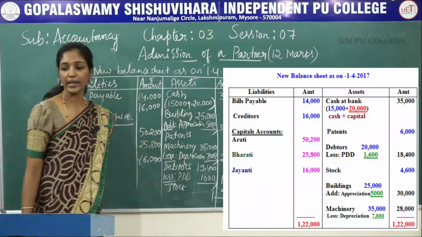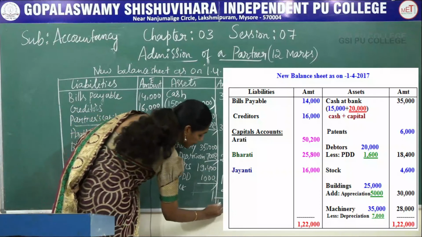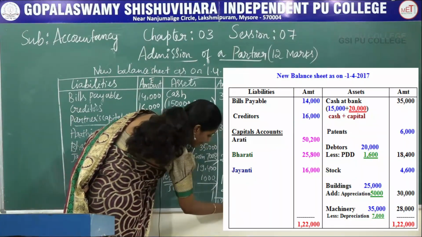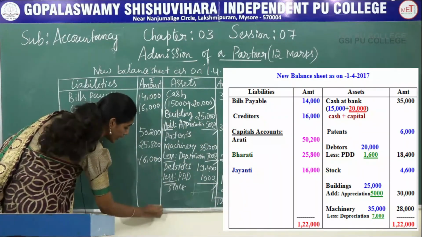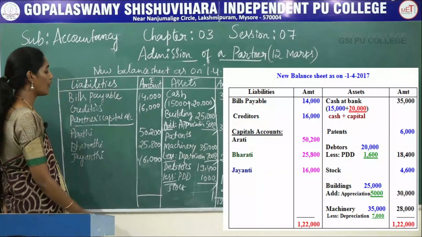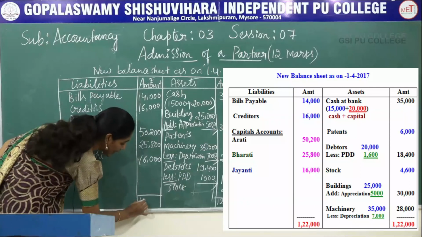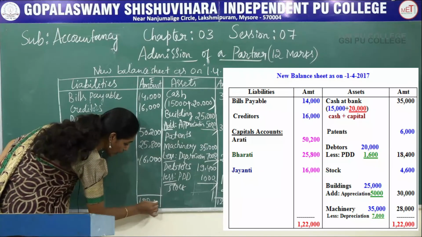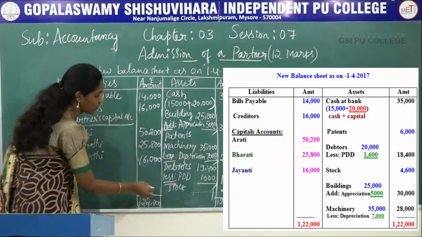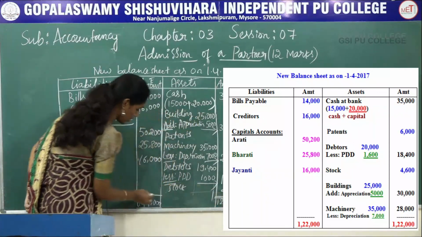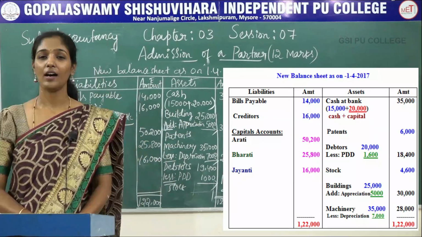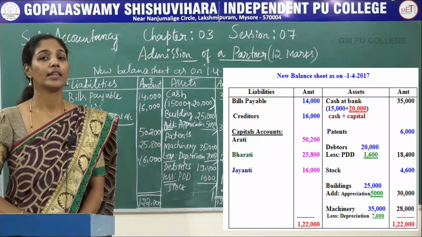Then you will get 1,22,000. And on the liability side, you have to make a total of all the liabilities, then you will get 1,22,000. So I hope you have understood today's problem. Thank you.